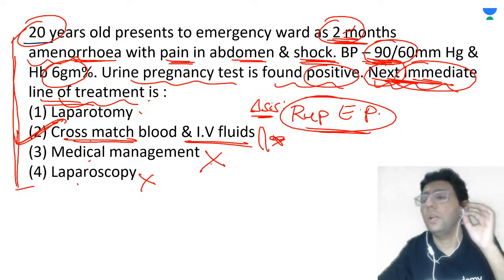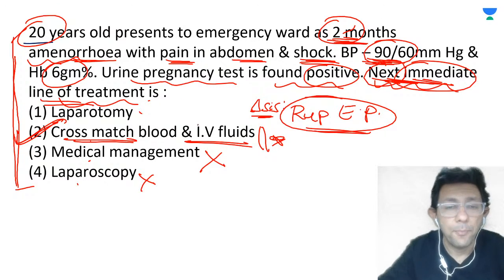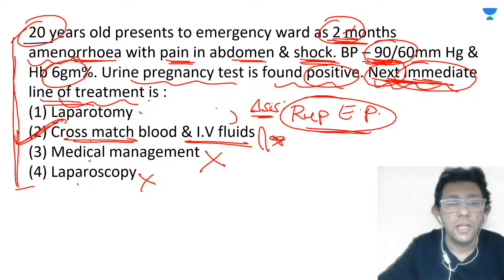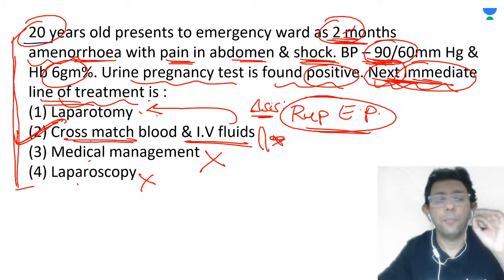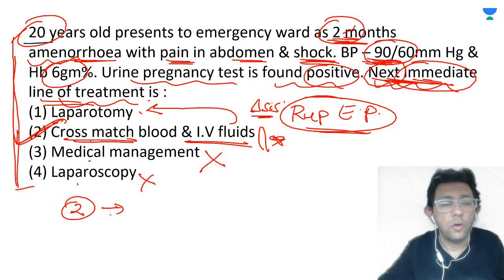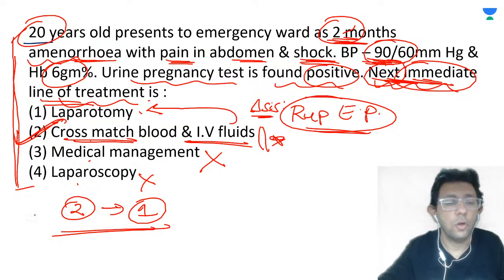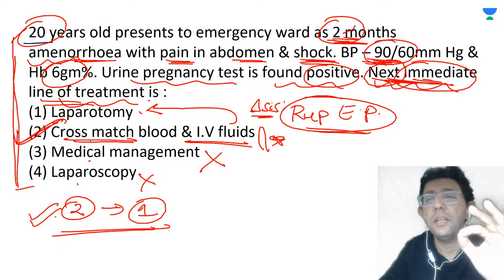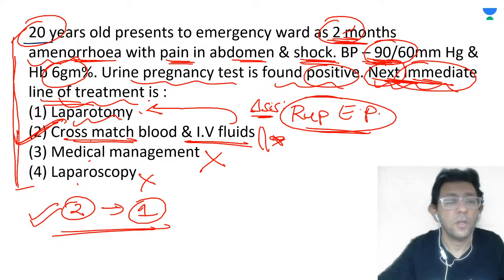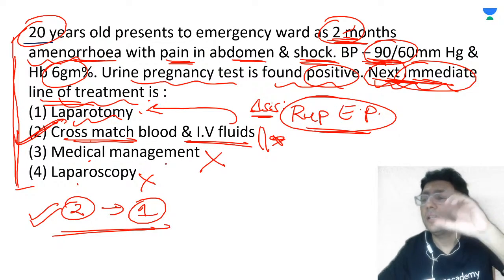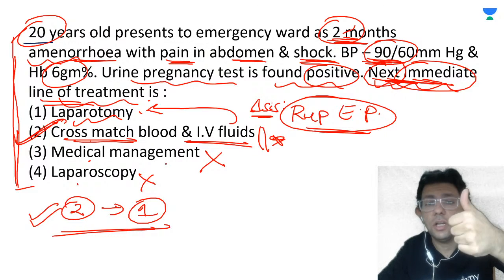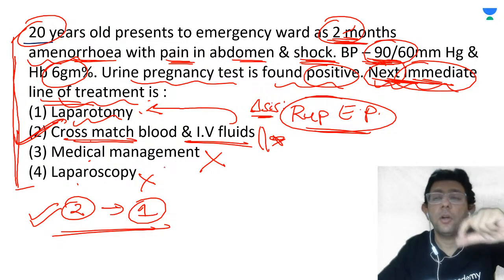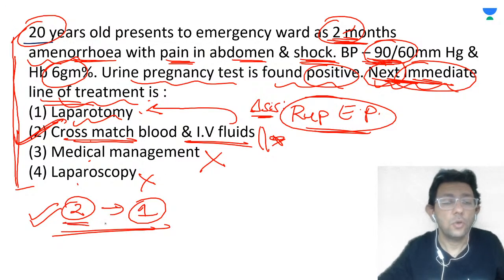Medical management is only for the stable patient, and this cross match and IV fluids is immediately followed by laparotomy. So 2 followed by 1. I agree with all of you, but 2 is the answer. Laparotomy is the definitive treatment for this patient. Please read the question like this, it is just to confuse the student. Next immediately what will I do, and the best treatment or the definitive treatment. So 2 followed by 1, but here the answer is 2.